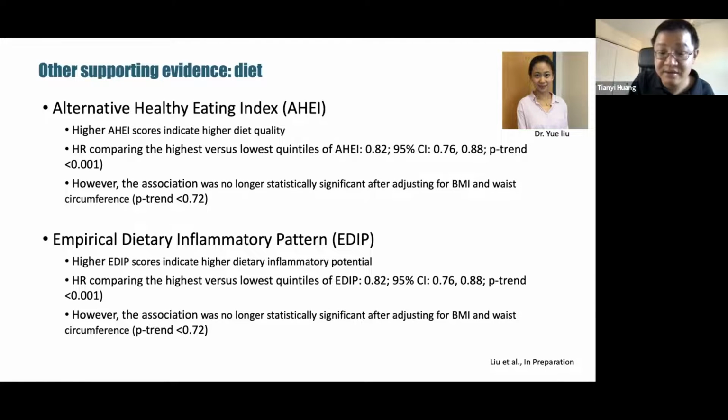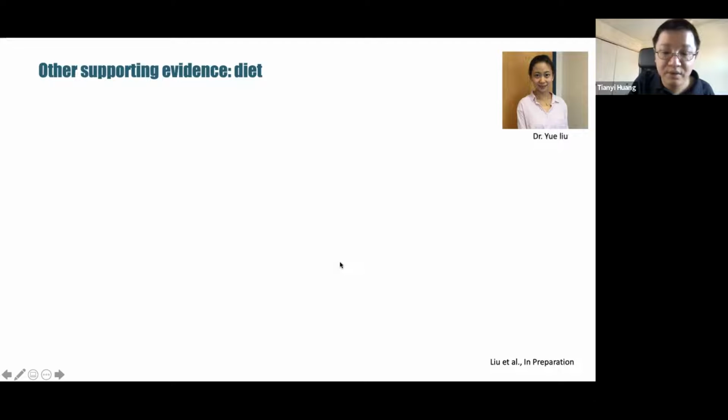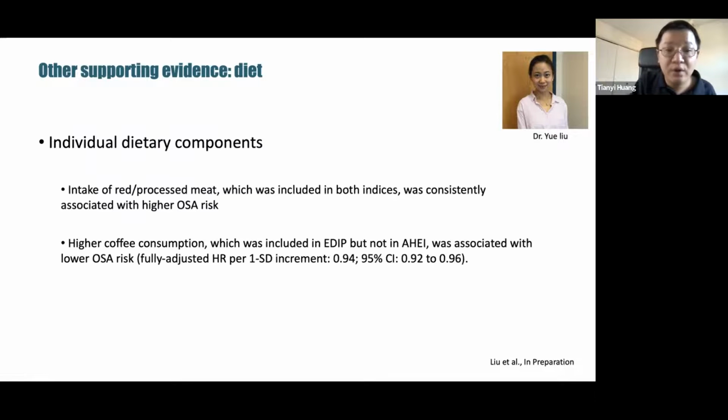This association is actually much stronger compared to the overall dietary quality. And I think I forgot to change this slide, but the association for the empirical dietary inflammatory pattern remains significant even after we adjust for BMI and waist circumference. Because of the difference between those two dietary patterns, we looked further into the individual dietary components.